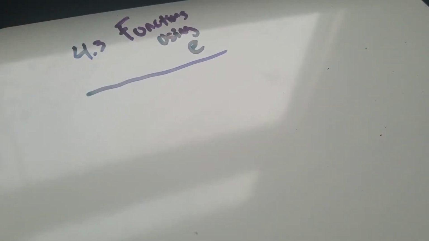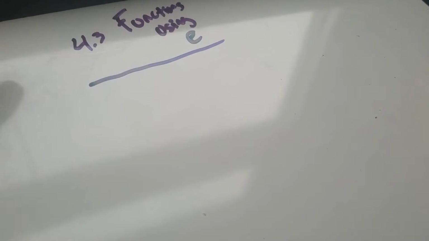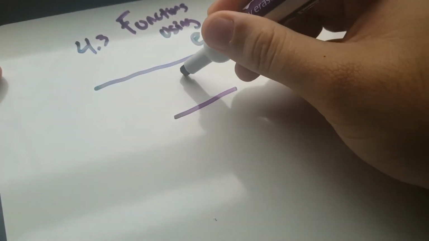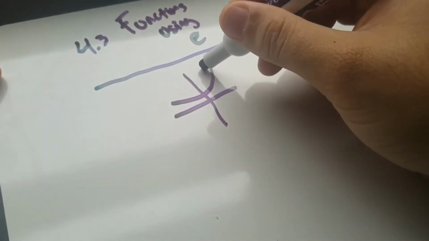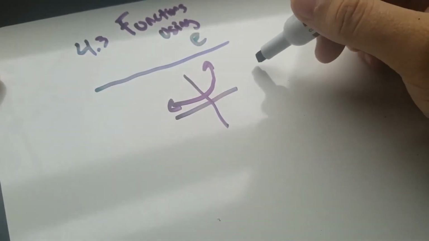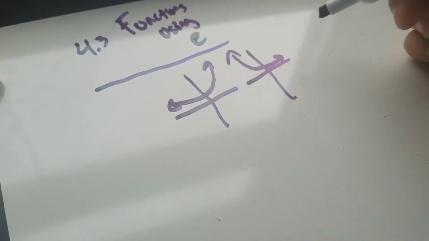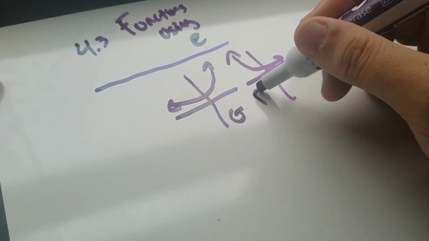But anyway, 4.3 functions using e. What's really nice about functions using e is that we barely do anything different. So before I even go, let me talk about the growth and decay, because a lot of people had that question. So growth kind of looks like this. It starts low and it grows. Well, decay starts high and it goes low. So this is a growth, and this is the decay.